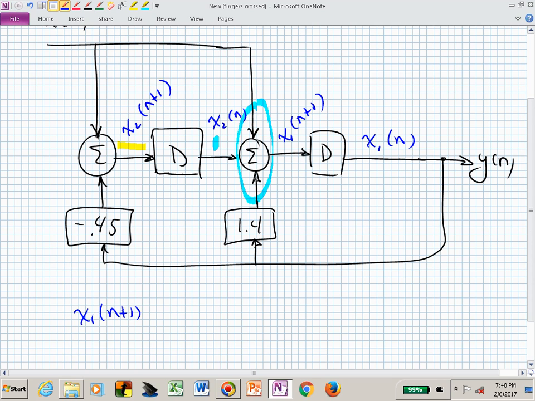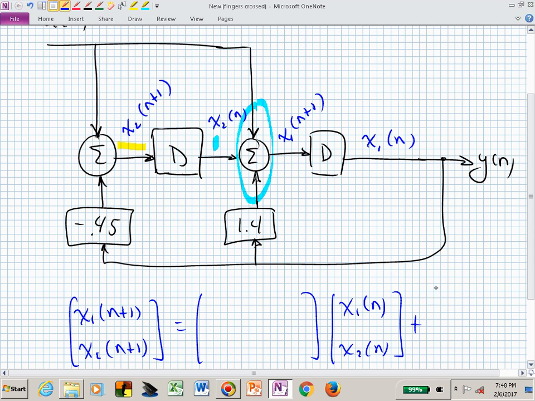X sub 1 of n plus 1, x sub 2 of n plus 1, I now need to be a linear combination of my states, x1 of n and x sub 2 of n, and the input u of n. What's x sub 1 of n plus 1?